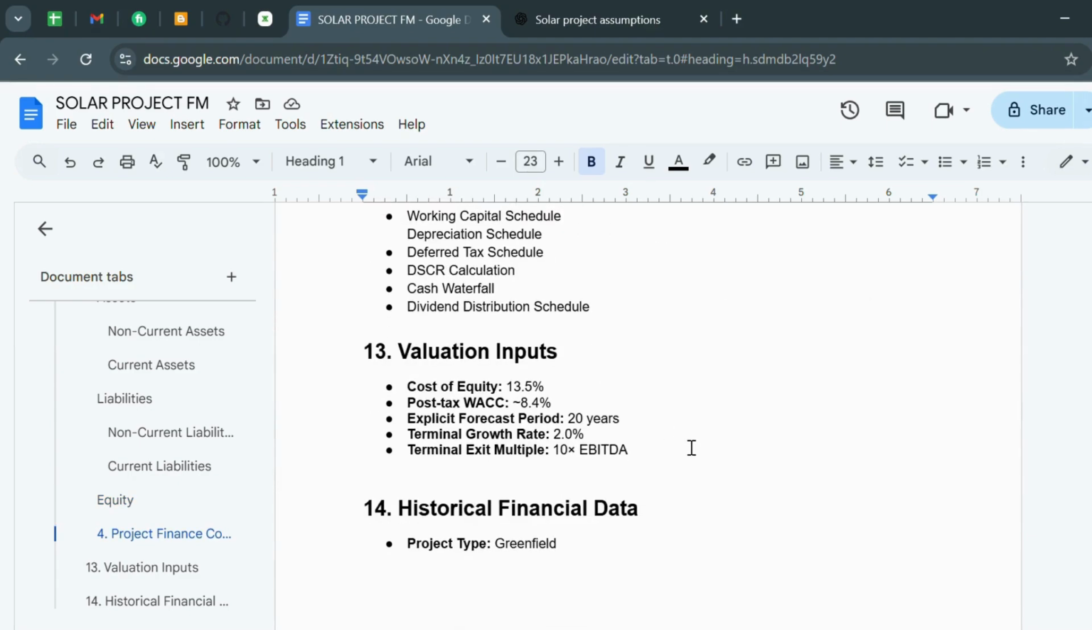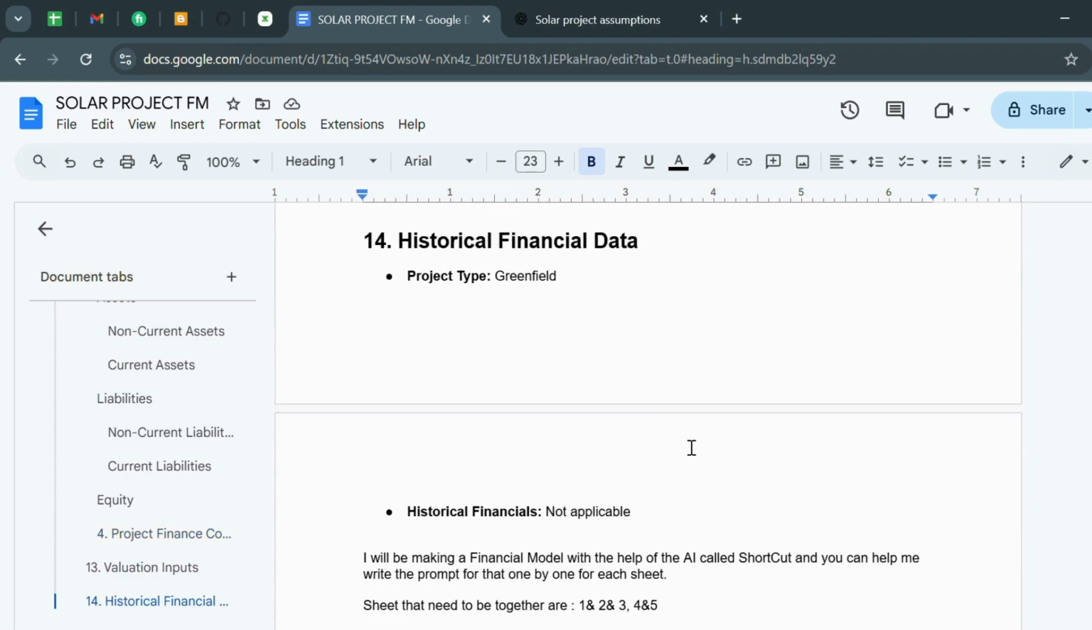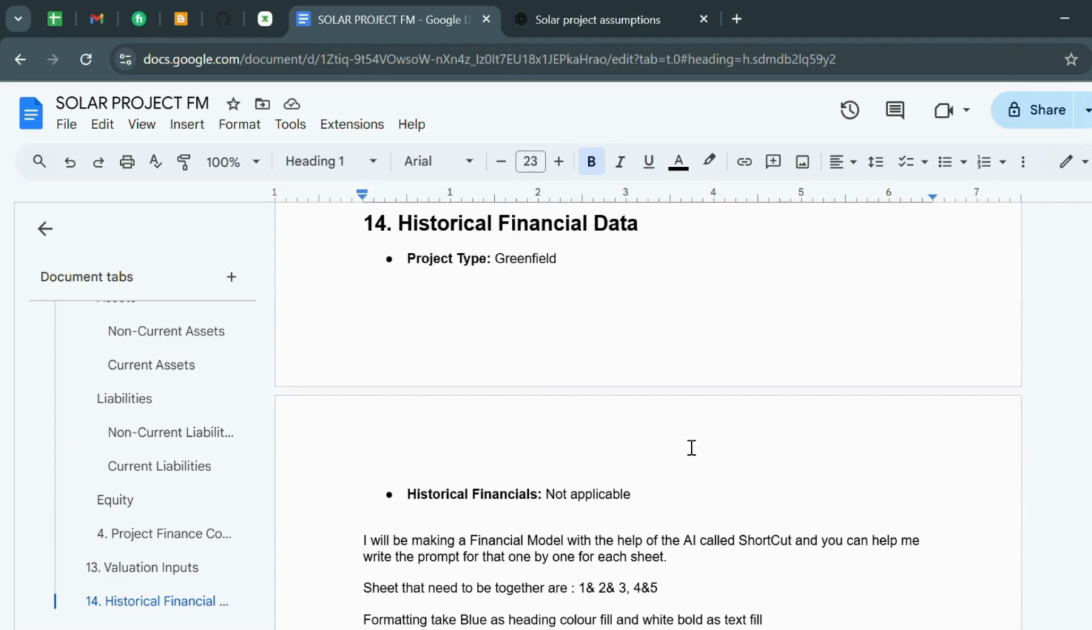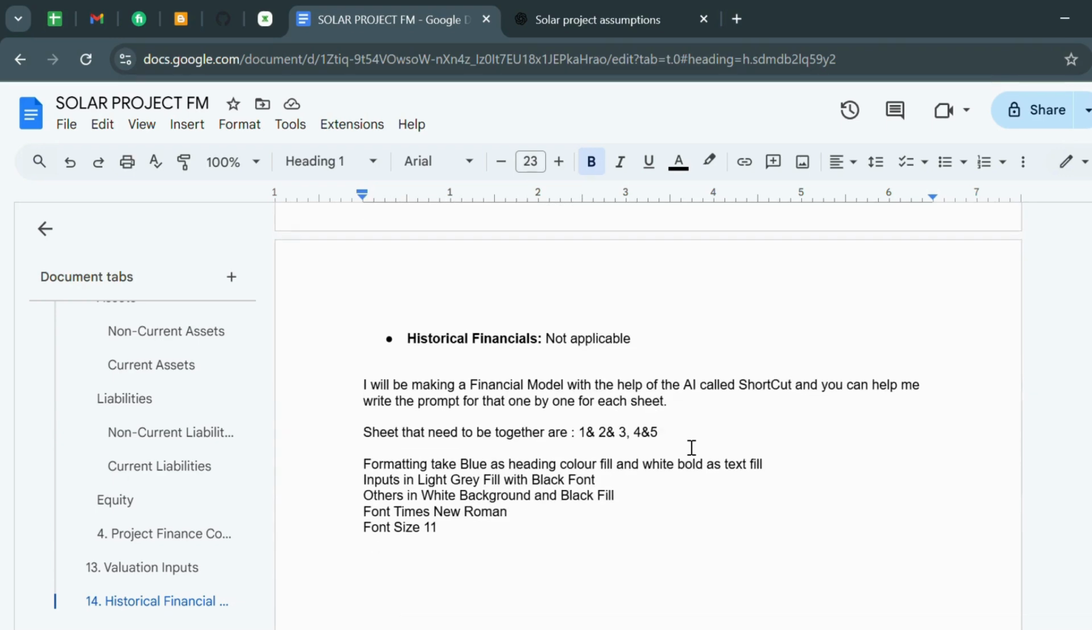Valuation: cost of equity has been taken as 13.5% post-tax. WACC is 8.4%. Forecast period, our project life is only 20 years, terminal growth rate is 2%, terminal exit multiple is 10x. Okay. Historic financial data: I haven't taken any historic financial data, like I haven't taken any REC, because I assume that this is our first project and we're going to be making it good.